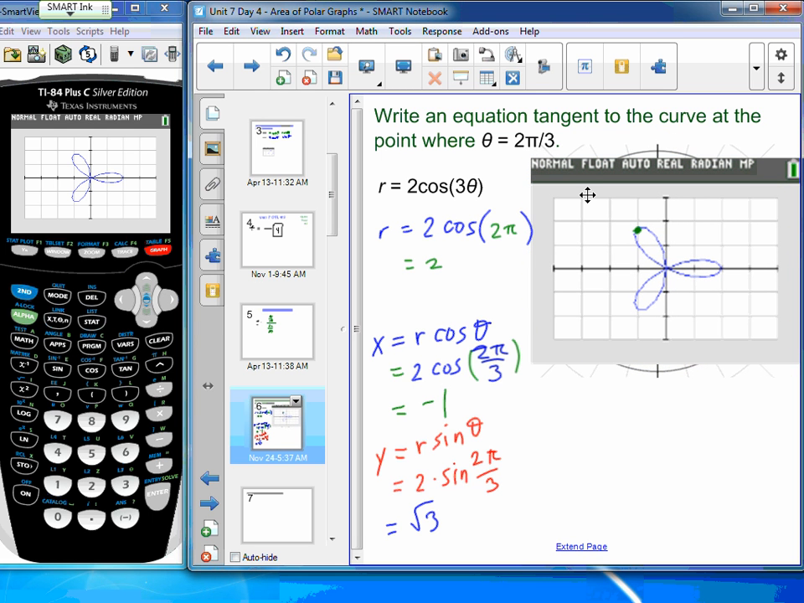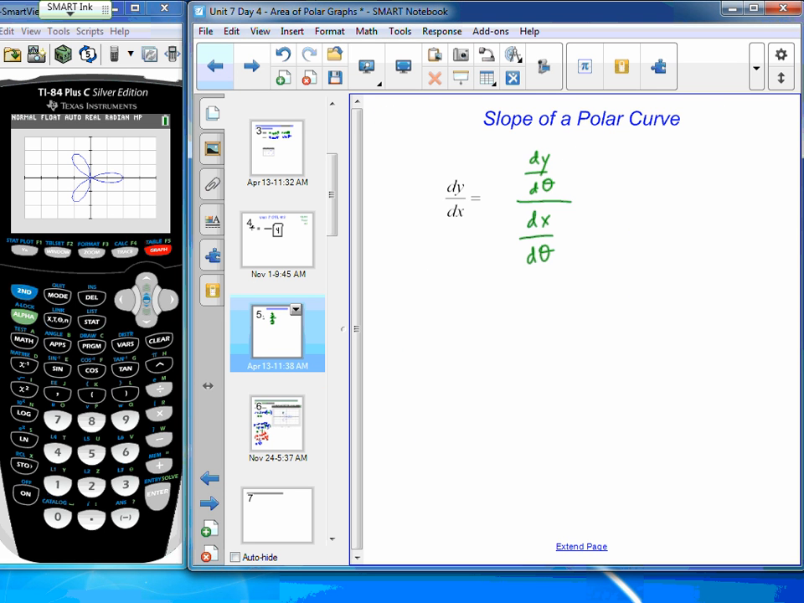Okay, so we've got the x-coordinate of the point of tangency, the y-coordinate of the point of tangency, and what are we missing? The slope. How do we get the slope? Good news, we have a formula for the slope of a polar curve. It's dy d theta over dx d theta.